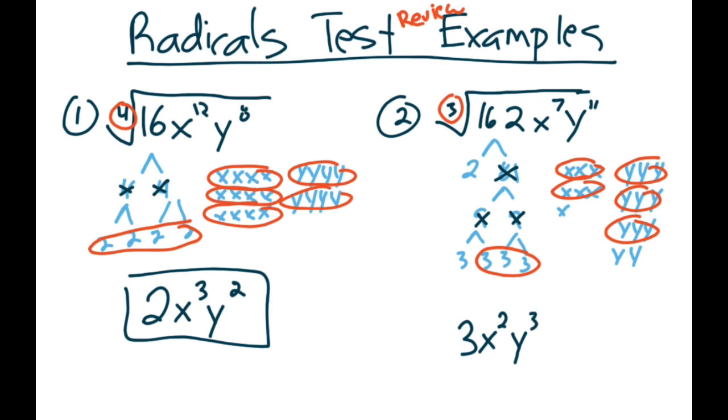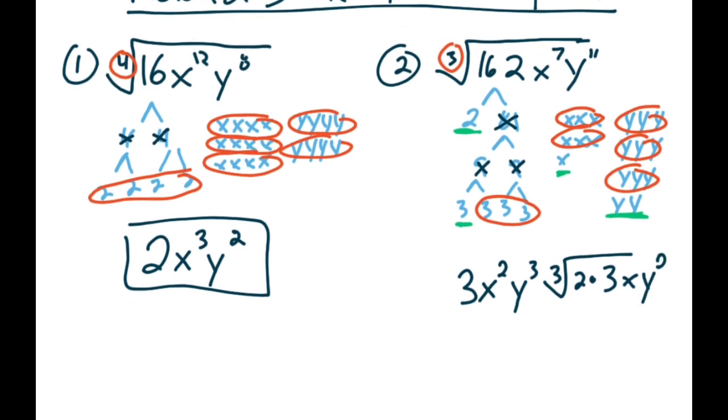Now, I have items that I didn't circle. So I didn't circle a 2, a 3, an x, or y squared. Those are going to stay inside this cube root. So inside is a 2 times 3, an x, and a y squared. Well, 2 times 3 is 6. So this is a 6xy squared on the inside.